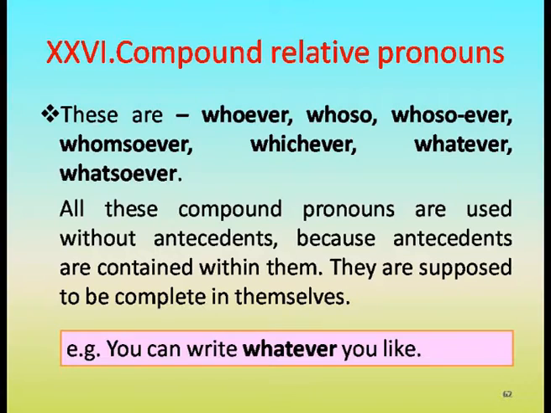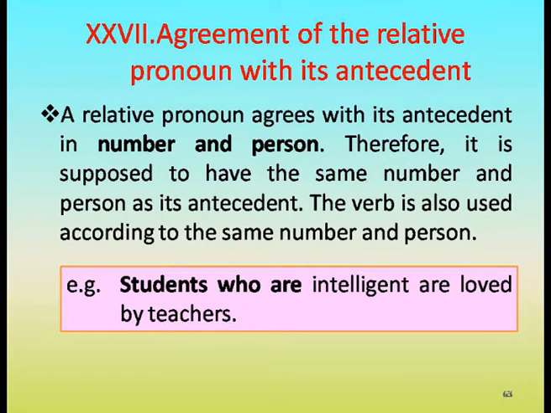Compound relative pronouns. These are whoever, whosoever, whomsoever, whichever, whatever, whatsoever. All these compound pronouns are used without antecedents because antecedents are contained within them itself. They are supposed to be complete in themselves. You can write whatever you like.